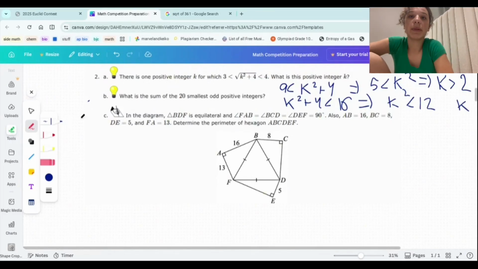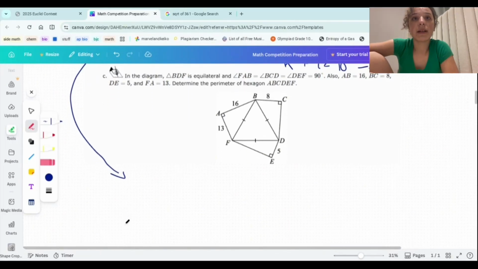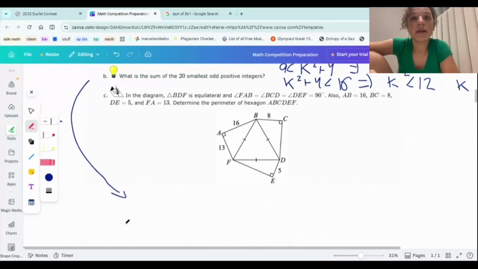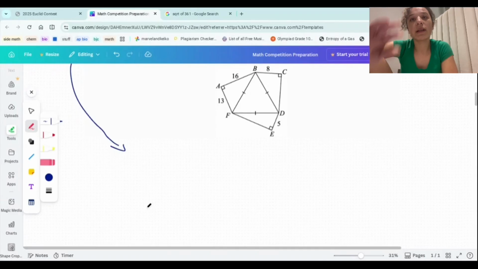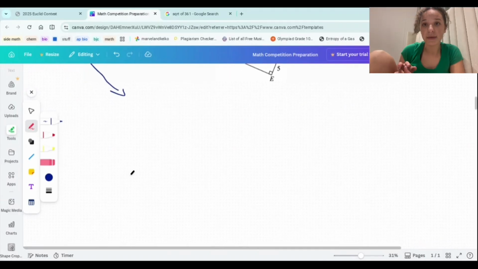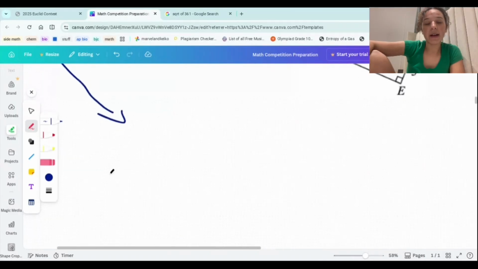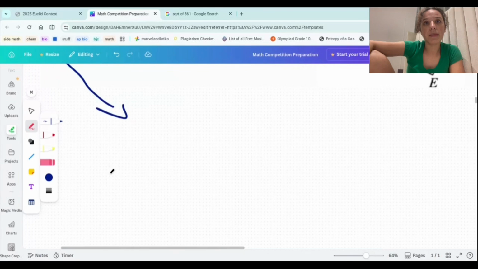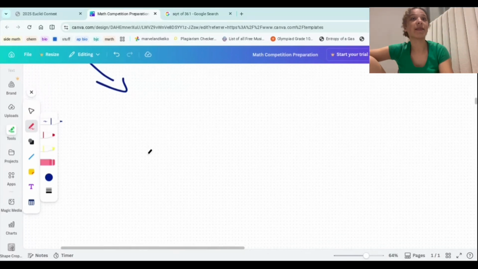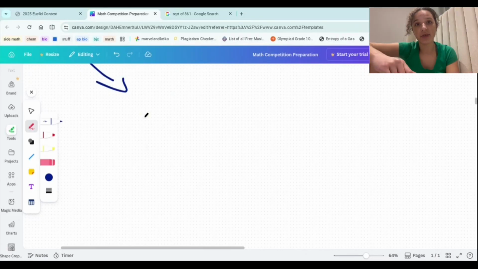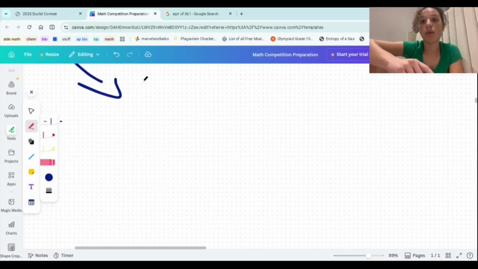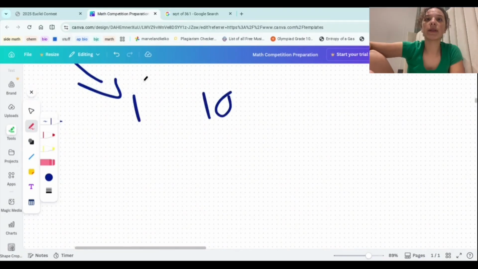Okay. B, what is the sum of the 20 smallest odd positive integers? We're going to do that one here. Right off the bat, I'm thinking, if you wanted to just find the sum of any list of integers, say from 1 to 100, how would I find that? Because I'm just thinking on the root of sums.